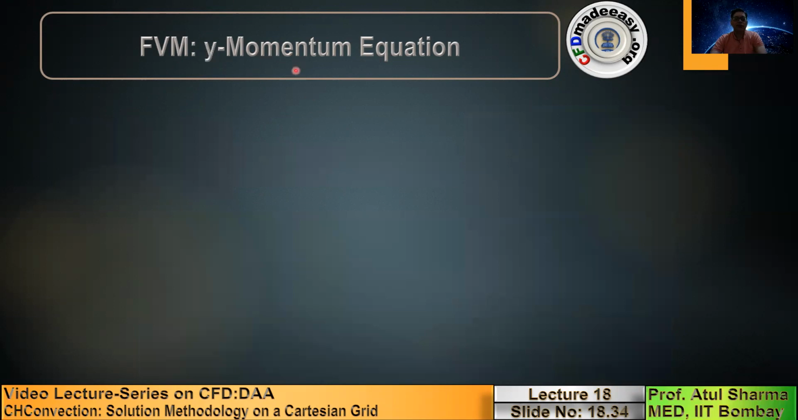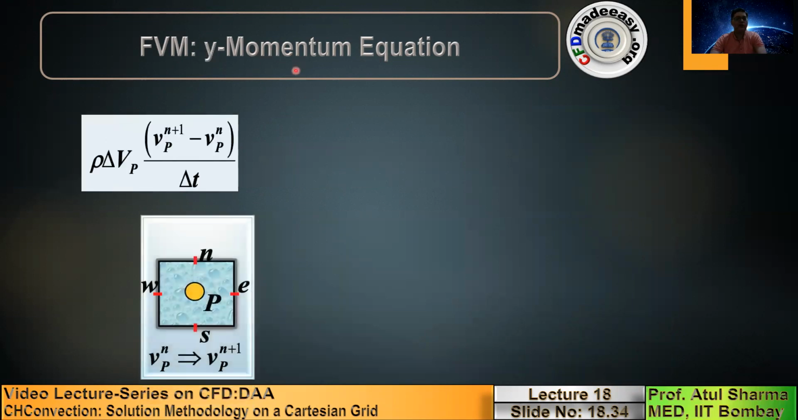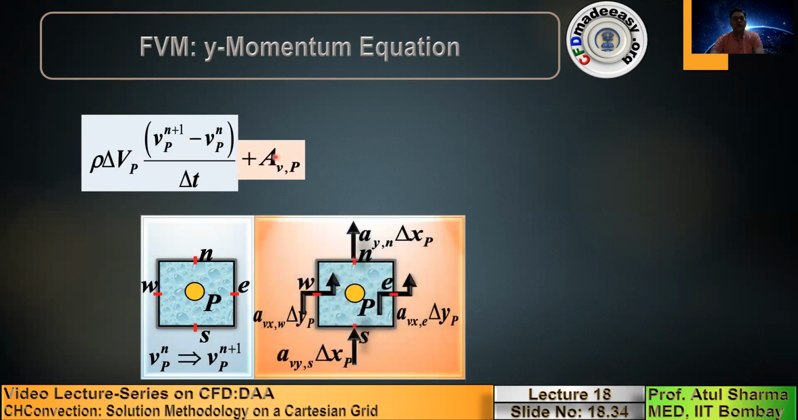The linear algebraic formulation, similarly for y momentum. This is the rate of change of y momentum stored inside the control volume. This is the net y momentum flow rate leaving across the surface of the control volume. These are the two rates of change.